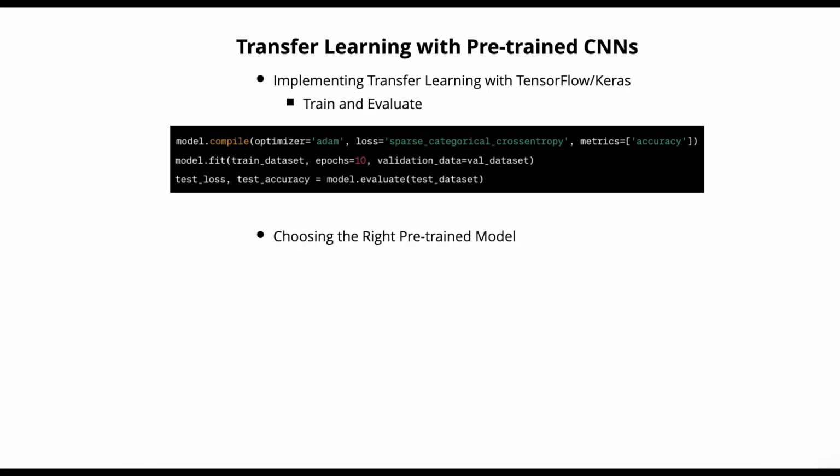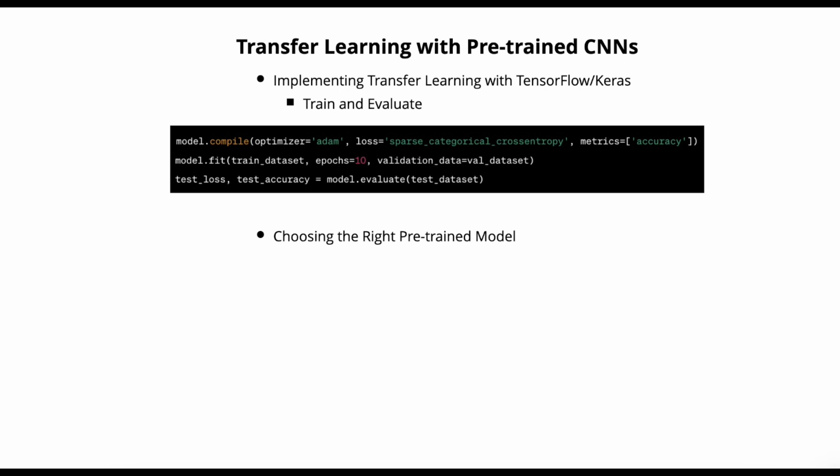Next step is train and evaluate. Train the model on a new dataset and evaluate its performance on a separate validation or test dataset. You can do that by calling the compile method and pass it optimizer Adam, loss function equals sparse categorical cross entropy, and metrics is accuracy. Then you fit by calling the fit function, train dataset, give the epochs of 10, validation data is equal to validation dataset. Next, test loss and test accuracy you can get from calling the evaluate function and pass the test dataset.